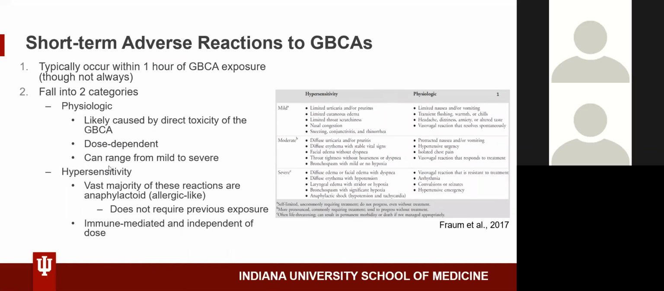And probably the ones that are more prevalent, the ones that we keep an eye out for most, the second category, is a hypersensitivity reaction, where the vast majority of these are more like allergic-like or anaphylactoid reactions, where it doesn't require a previous exposure. And because these are immune-mediated, those are independent of dose. So those are those hypersensitivity reactions that we always have to look out for, which in severe cases can lead to anaphylactic shock.